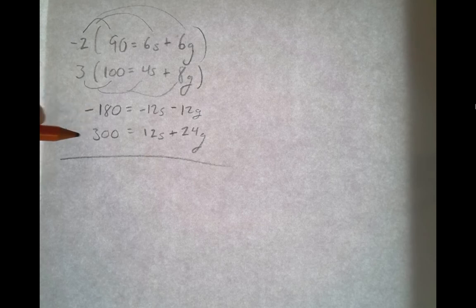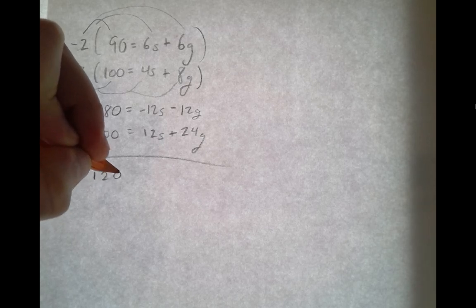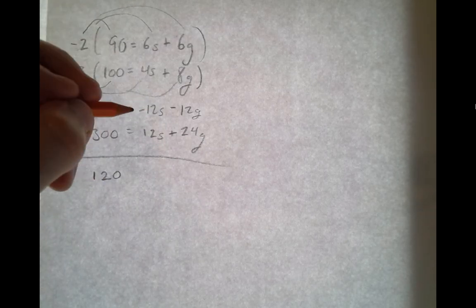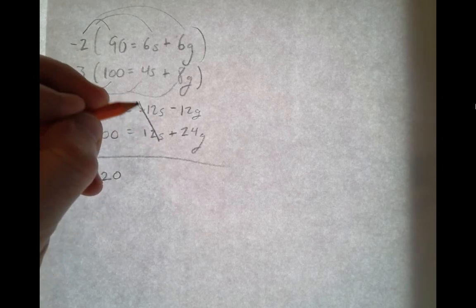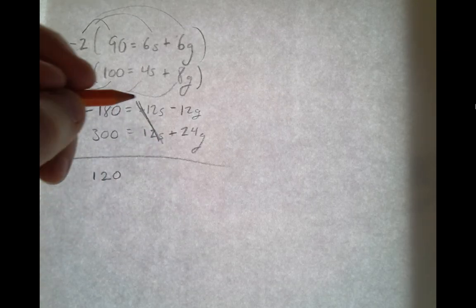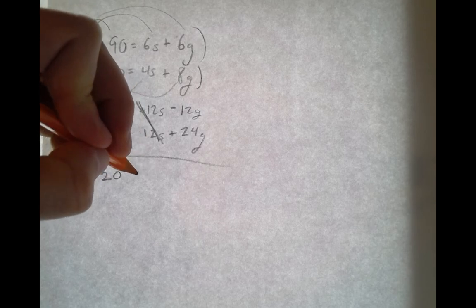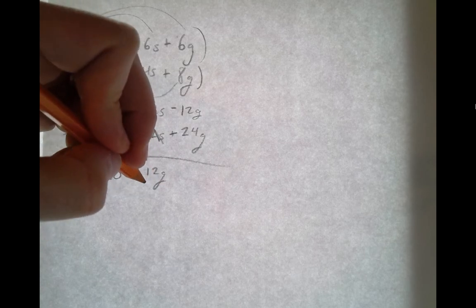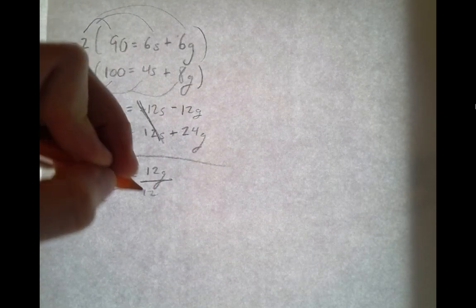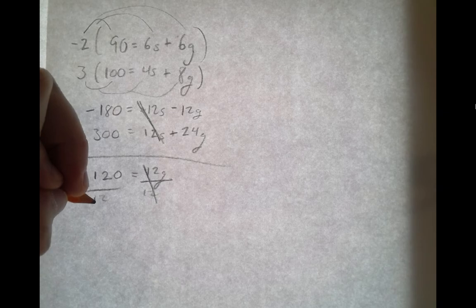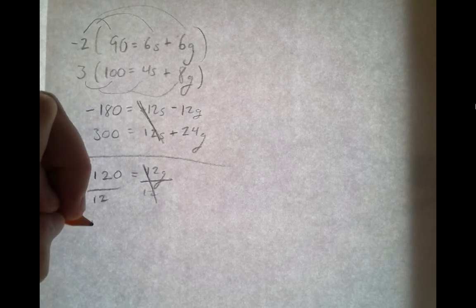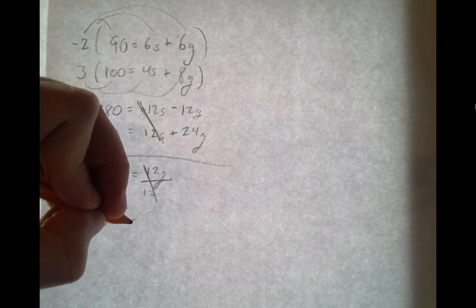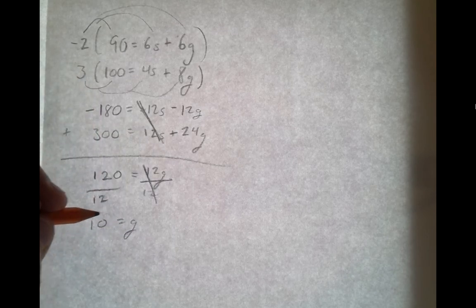Now we can add these guys, go straight down the line. Negative 180 plus 300, or it's really 300 take away 180. That's going to be 120. The negative 12s and 12s, those will cancel. That's why we multiplied by those numbers. And the negative 12g plus 24g is going to be 12g. We'll solve for g by dividing both sides by 12. Cancel those out. 120 divided by 12, that's just going to be 10. So the generator looks like it's costing $10 per hour of use.